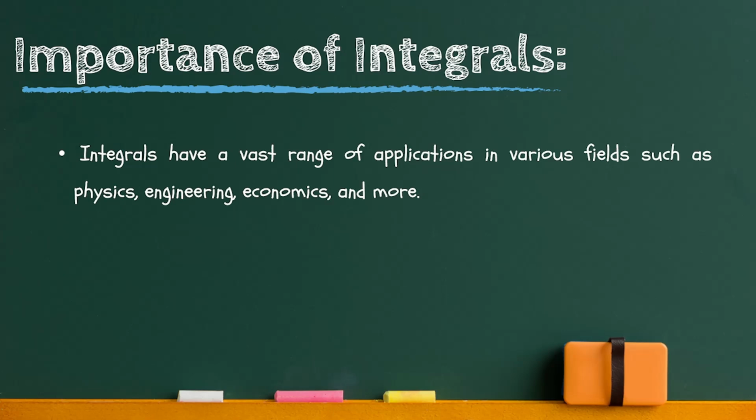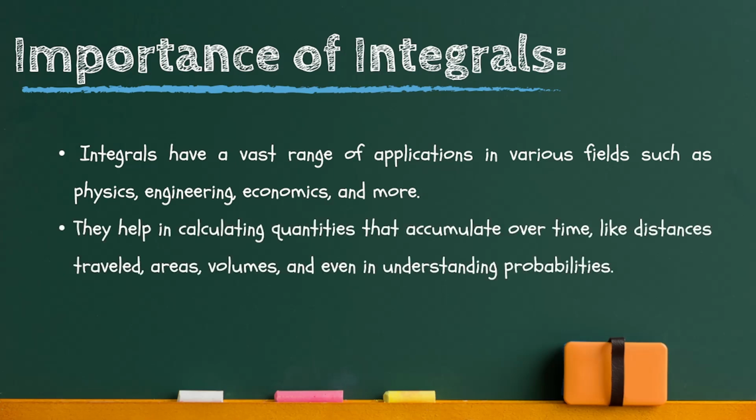The three laws of motion of Isaac Newton can also be described. If you're going to get the speed with respect to the acceleration, or the distance with respect to the speed, we could also use integrals to describe those equations. Then they help in calculating quantities accumulated over time. Just like what I said earlier, integrals could be used for calculating, in terms of time, the distances traveled, the areas, volumes, and also in understanding probabilities, the accumulated probabilities.